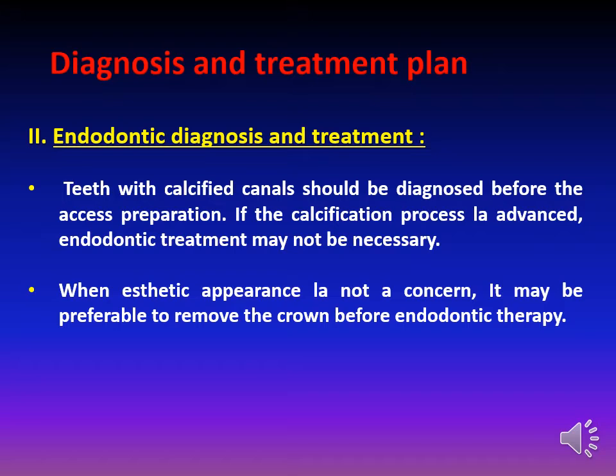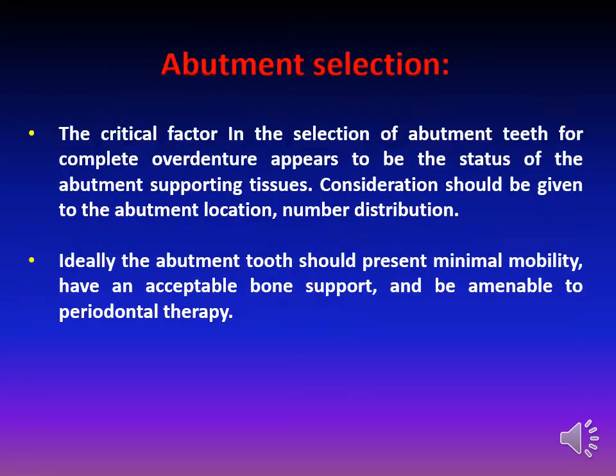If the aesthetic is not important, we can remove the crown before endodontic therapy. Abutment selection. The critical factor in the selection of the abutment teeth for complete overdenture appears to be the status of abutment supporting tissue. Consideration should be given to the abutment location and number distribution.